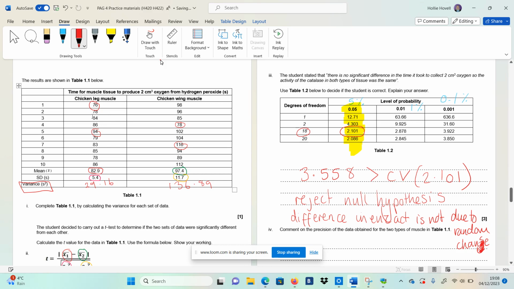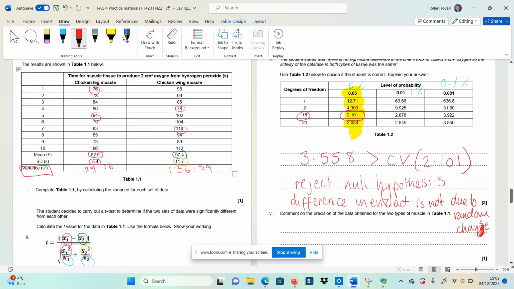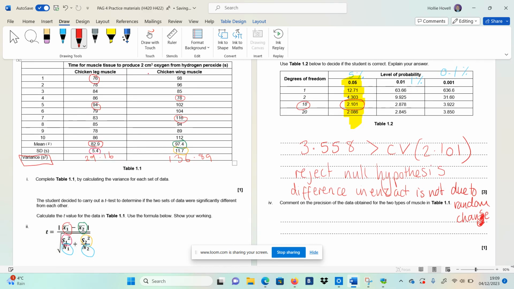leg muscle is more precise because we've got a smaller range because our results are closer together. Okay, so precision is how close together our results are. Okay, so the leg muscle has greater precision, okay, because the results are closer together.